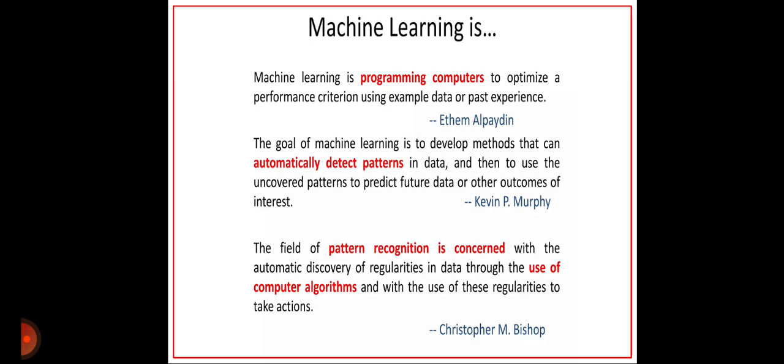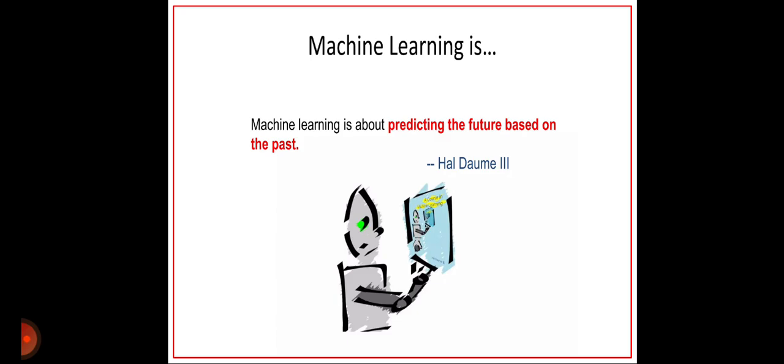This definition is given by Kevin P. Murphy. The field of pattern recognition is concerned with the automatic discovery of regularities in data through the use of computer algorithms and with the use of these regularities to take action. This definition is given by Bishop. These are the main authors of machine learning, and they give the definition of machine learning like that. Machine learning is about predicting the future based on the past. This definition is given by Alpaydin.